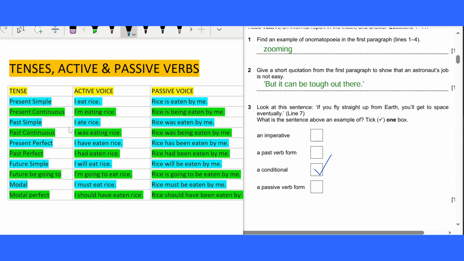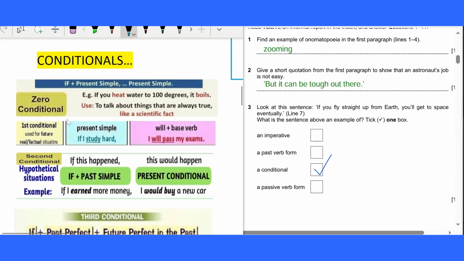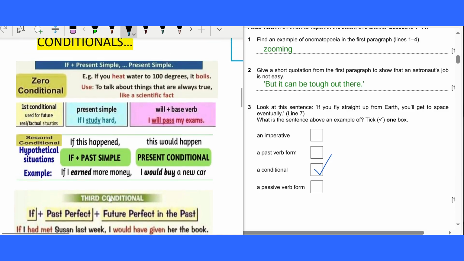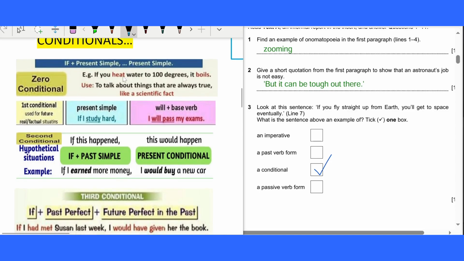Now conditional. What is conditional? Conditional is a sentence formed by using if and then followed by present simple and then comma and another present simple. In practice, there are zero conditional, first conditional, second conditional, and third conditional. So let's take a look at what is zero, first, second conditional. Zero conditional is like, if you heat water to 100 degrees, it boils. That is to talk about things that are always true, like scientific fact. That is zero conditional. While first conditional is used for future situations. Example, if I study hard, this is present simple, I will pass my exams. So that's the first conditional example.